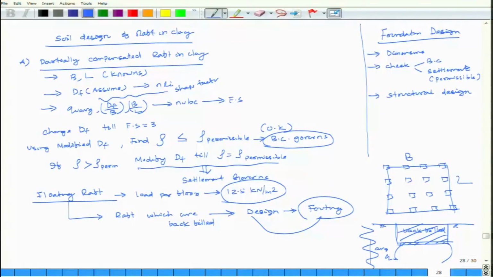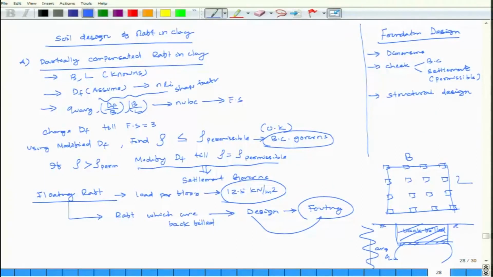Once you know the net load intensity and the net ultimate bearing capacity from the soil properties, find the factor of safety. If you are getting a factor of safety of 3, then there is no change in the depth of the foundation. If you are not getting a factor of safety of 3, modify the depth of the foundation. This is part 1.